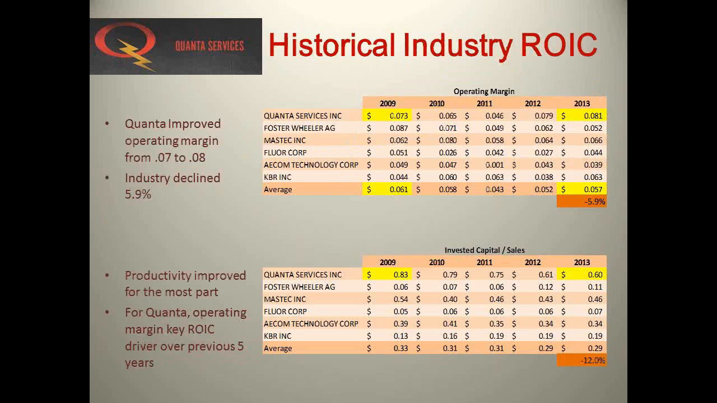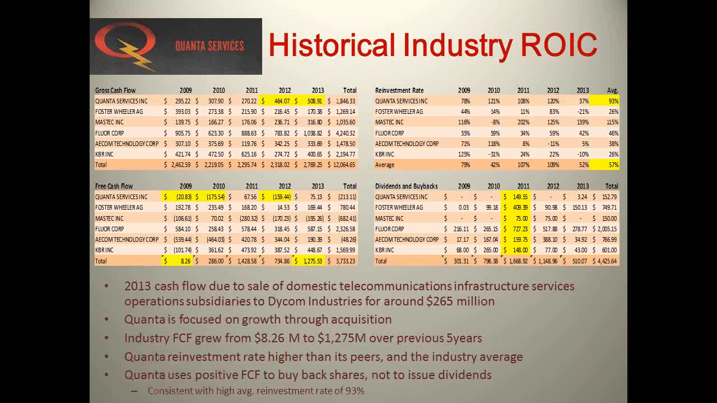We feel that the ROIC was probably driven by their productivity, which was up about 30% for Quanta and 12% for the industry. Operating margin was down for the industry by about 6%. Quanta Services, again, bucking the trend, was up by about a penny.